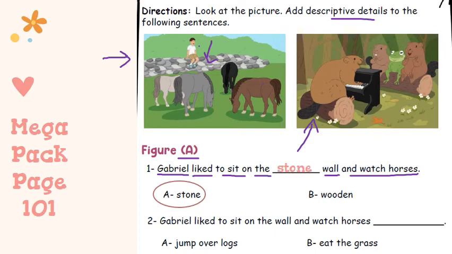And the answer is stone. Let's continue. So Gabriel liked to sit on the stone, but they didn't write it because I don't want to give you the answer. Stone wall and watch horses. Can I stop at horses or can I add some more words about horses? What are the horses doing? Jump over logs or eat the grass? No, the horses are eating grass. I can say the horses grazing or eating the grass.